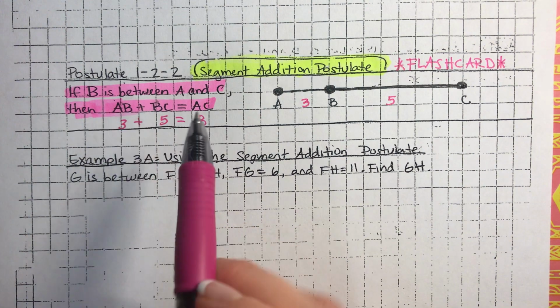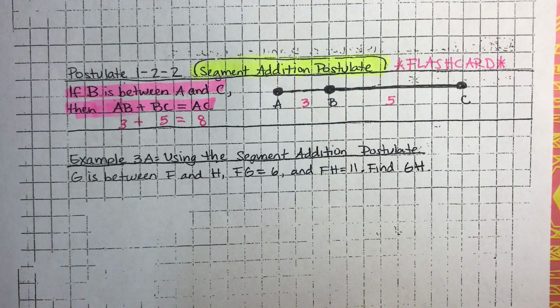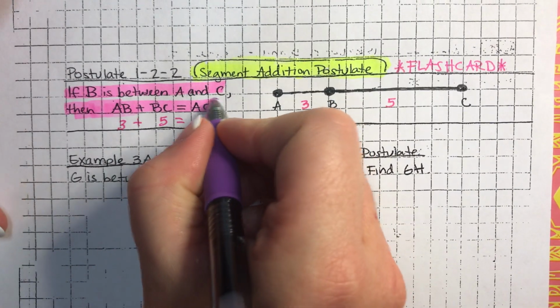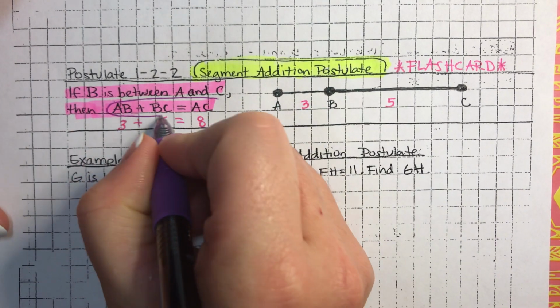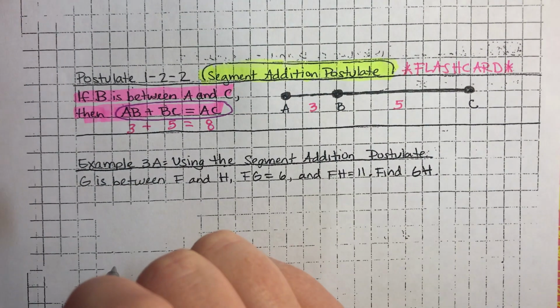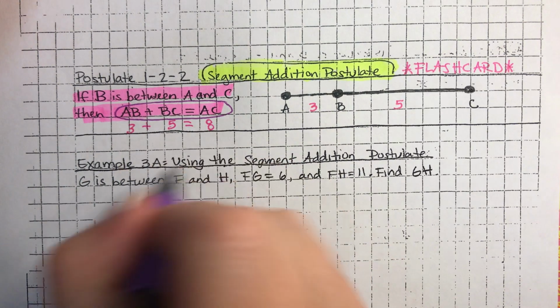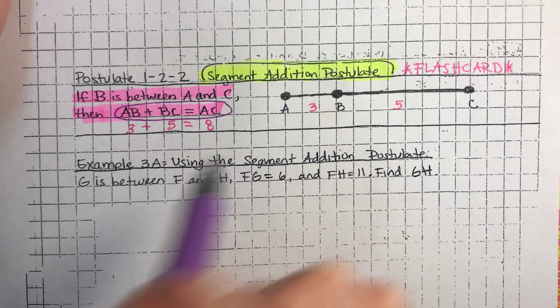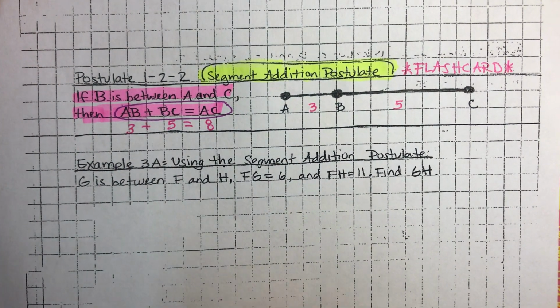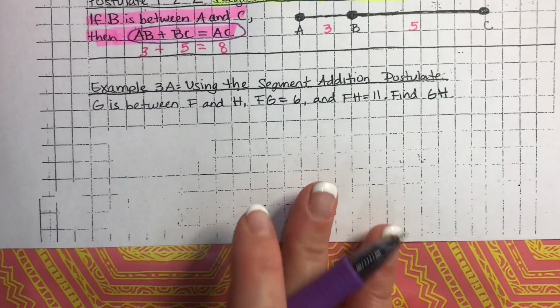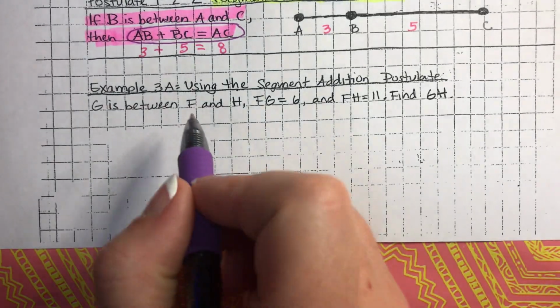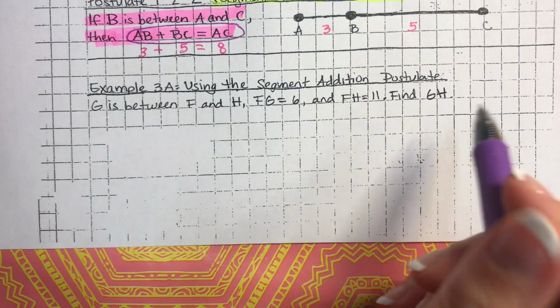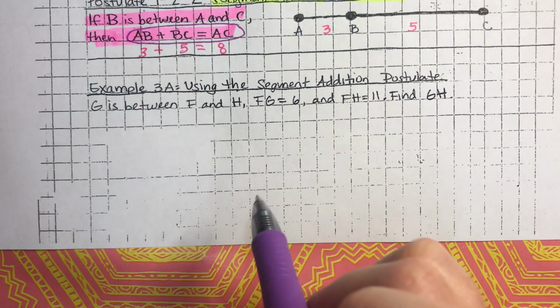And notice how it's written in symbols right there? And that's what we're going to be doing. We're going to be writing in symbols. So get used to that. Just let it soak in, accept it, because that's what we're going to be doing. So let's look at example 3A first. Example 3A says using the segment addition postulate. That's nice. Okay, so we're going to be using this.